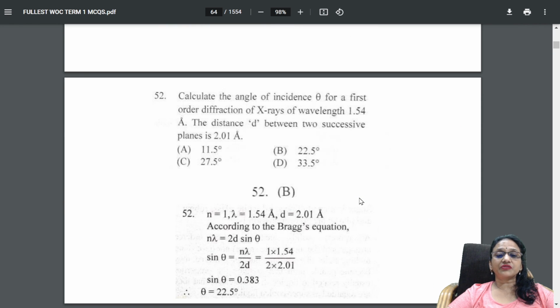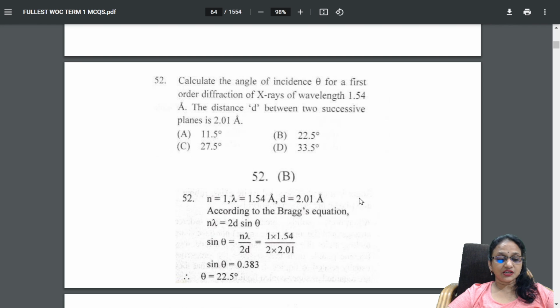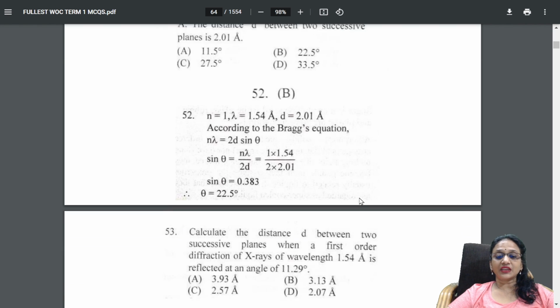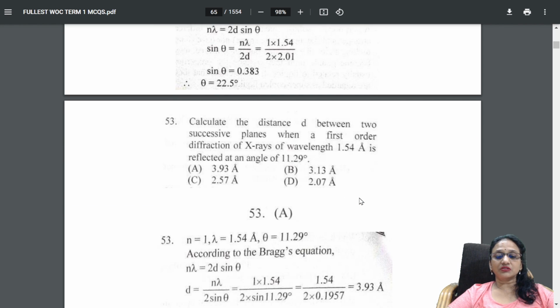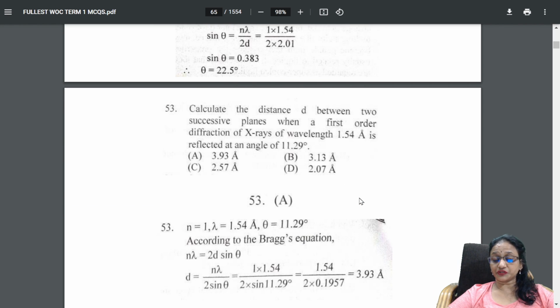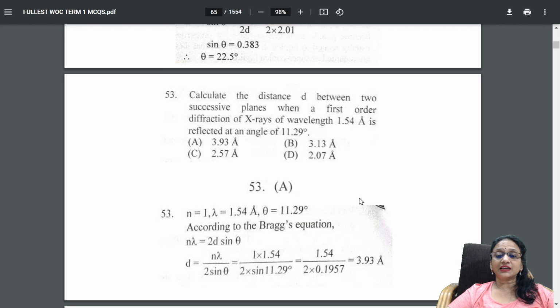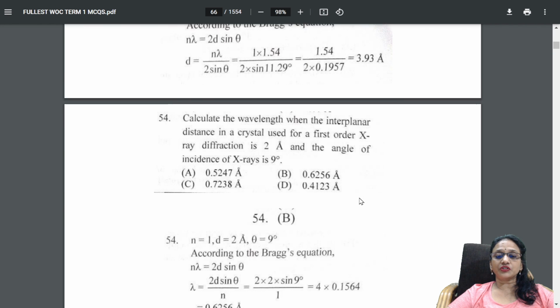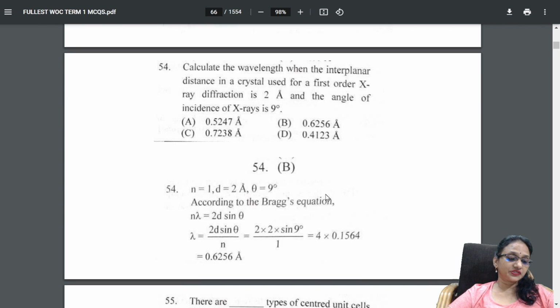Next, the 50th question. From here, your numericals will start. For state board students, if you have Bragg's equation, you can use it. For CBSE students, you don't have Bragg's equation. So you can check this question. I have given the solution also, please note it. Next important thing, one more numerical about Bragg's equation for state board students. Then comes one more for your state board students. The question, options and solution are given.